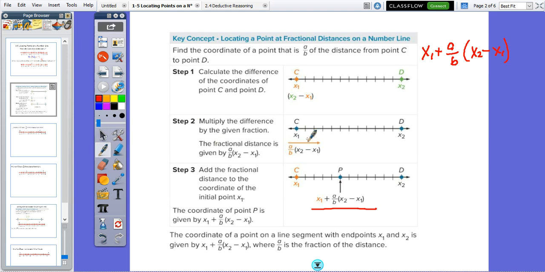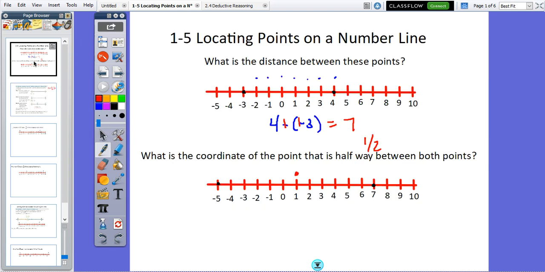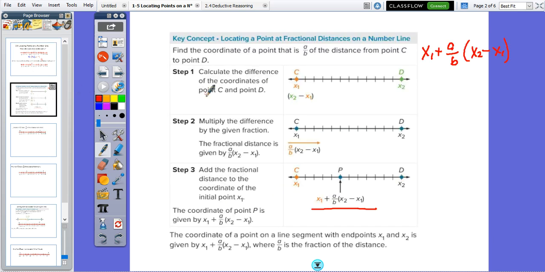So in our last problem, we were at 1/2. What were our numbers? We had 7 and -5. So we did 7 minus a -5, and we ended up getting 12. Then we said, all right, we're doing 1/2 of that. So we're doing 1/2 or halfway of 12, and we end up getting 6. So that's when you were 6 units away.